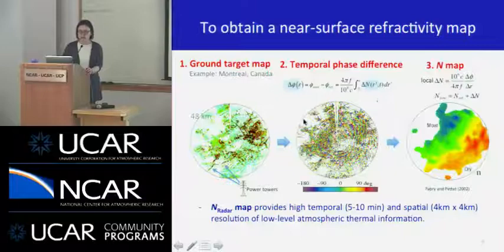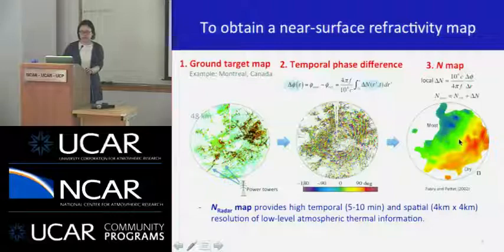Then we measure the temporal phase difference from these ground targets, the phase difference between two times. And we know this records the refractivity change through the phase difference changes. And then how do we get the refractivity map? The local refractivity change depends on the radial gradient of the phase change. In this way, we can measure the local n plus the reference n, and we get a map. So this is a map of the refractivity, which gives you the 2D thermodynamic information near the surface.